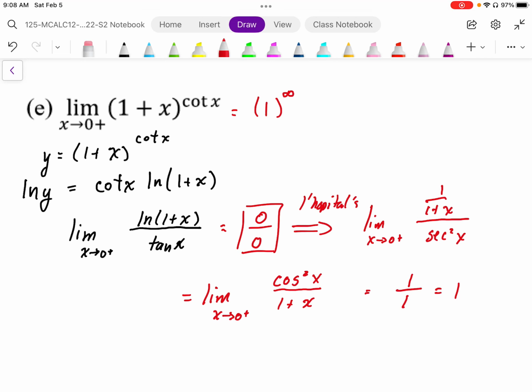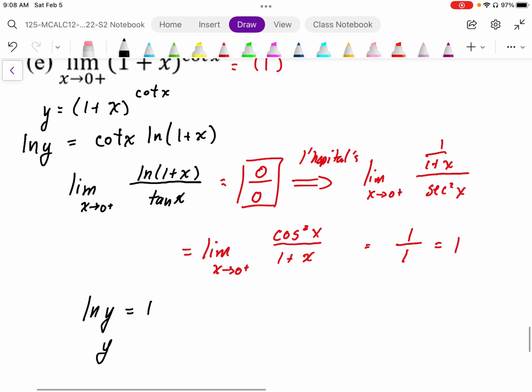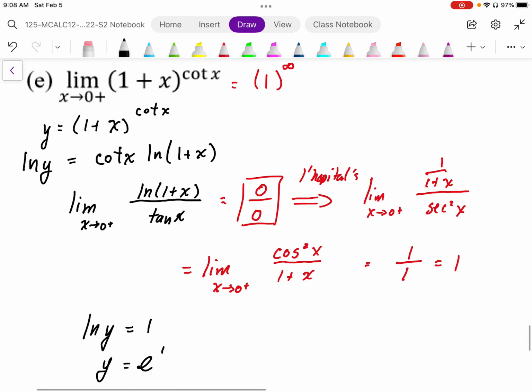Now, I found the limit of log y. So what I know is that for that limit, log y gives me 1, so y is e to the 1. And so the limit of this expression, the limit of the original expression, is going to be equal to e.